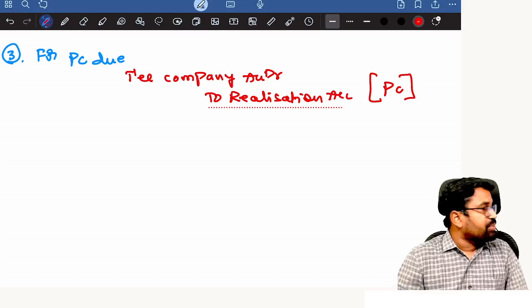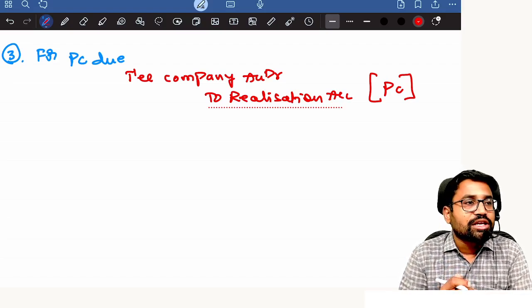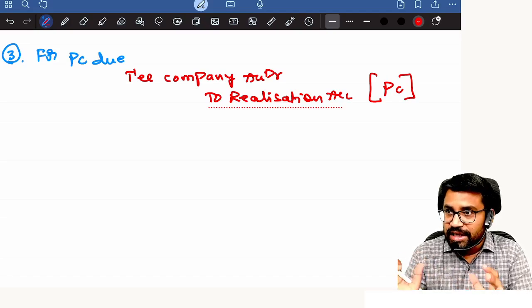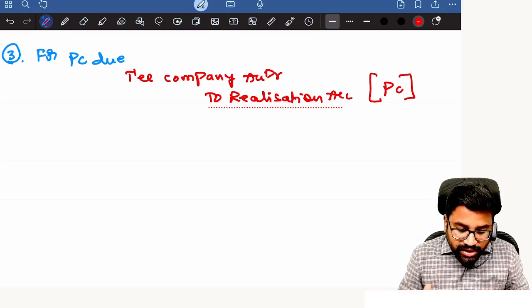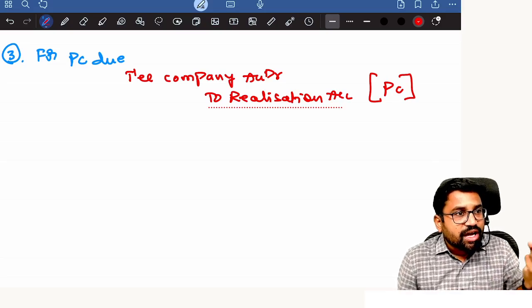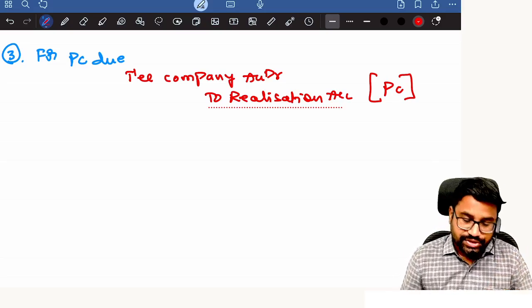We calculate PC, na? Yesterday we learned to calculate PC, by the net assets method, the net payments method, like that. So whatever PC we arrived at, that we will write. So for PC due, the entry is transferee company account debtor to realization account.